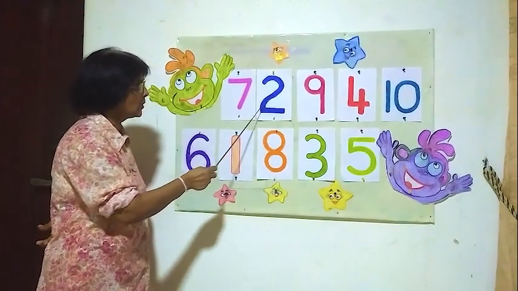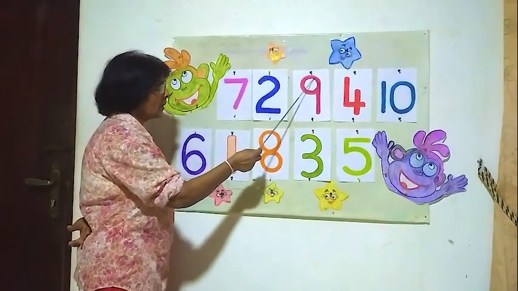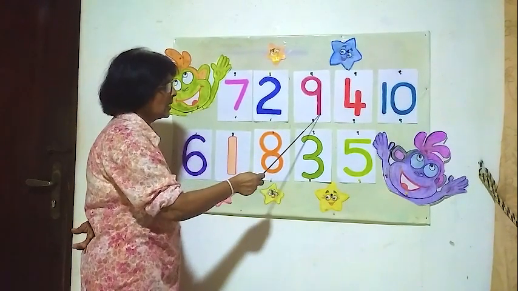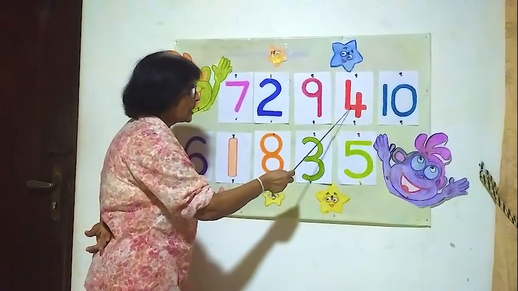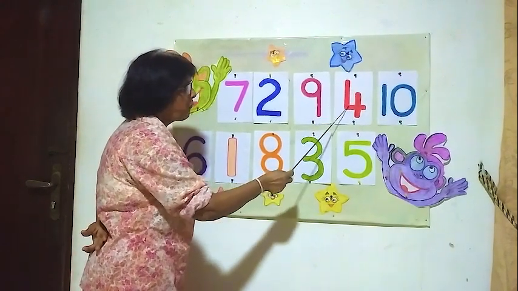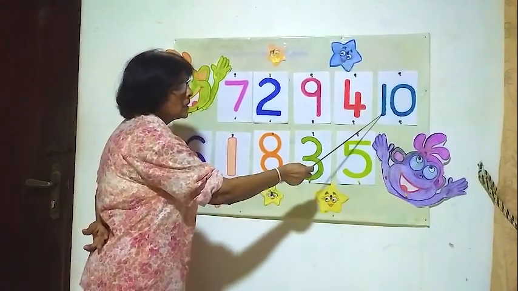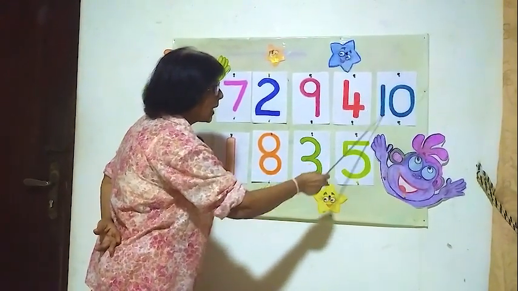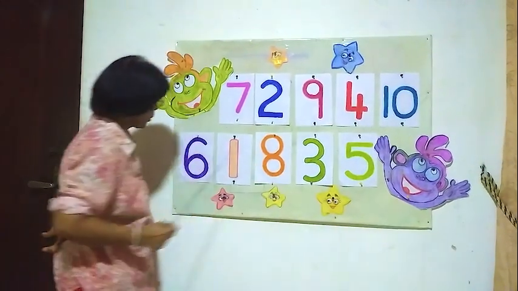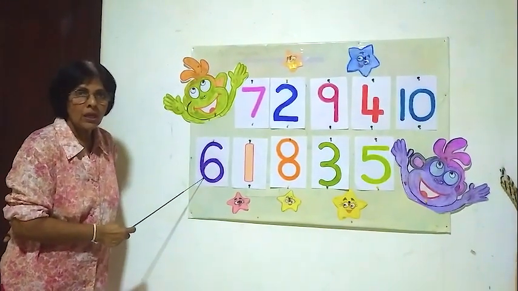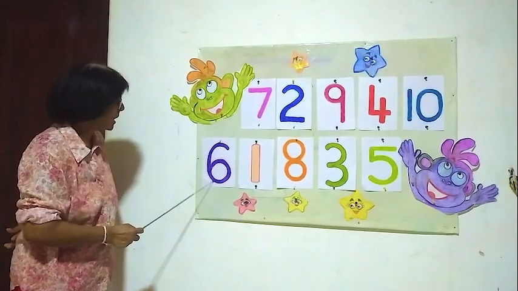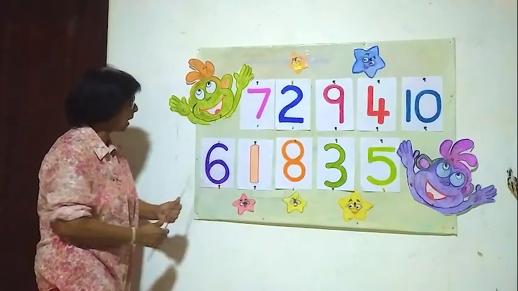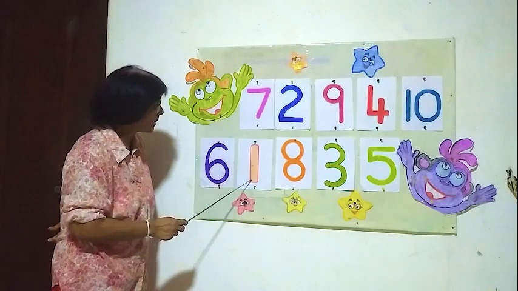This number 2. What is this number? This is number 9. And here the number 4. Here number 10. Okay. Now here this number is number 6. Okay. Now this is number 1.